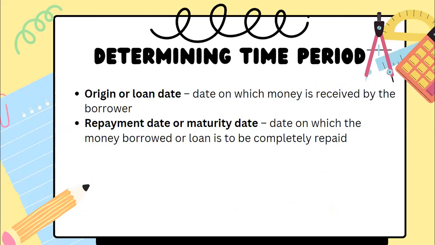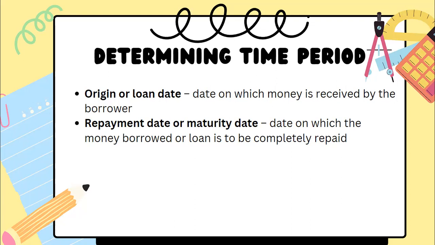Now, in determining time period, there are two dates na kailangan nating tandaan sa pagkuha ng time period. So, first is the origin or loan date. It is the date on which money is received by the borrower. So, ito yung date kung kailan na-receive yung money.